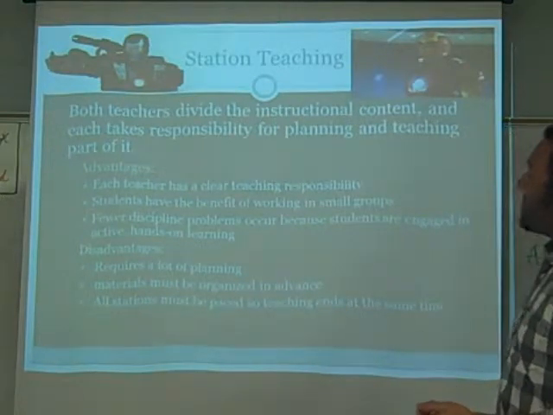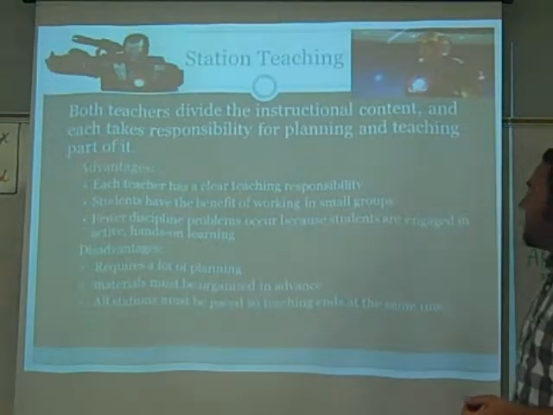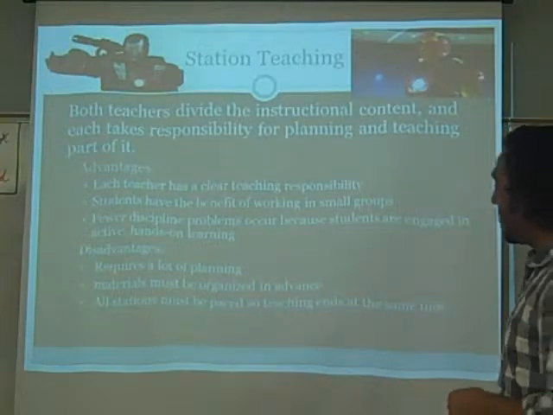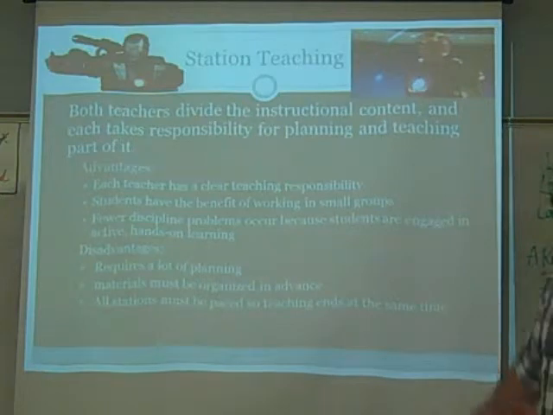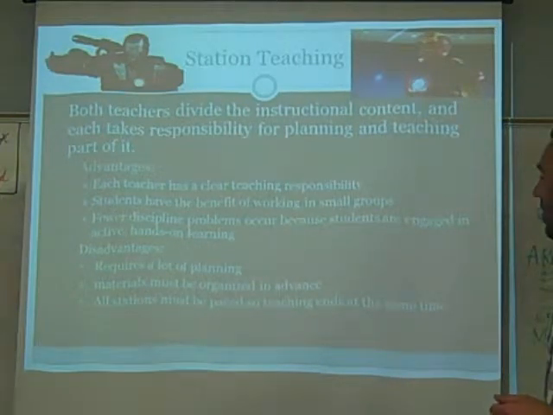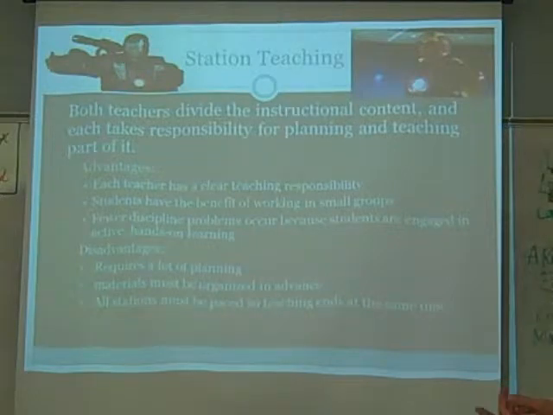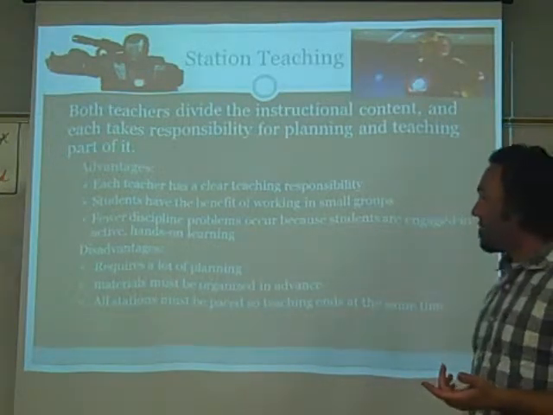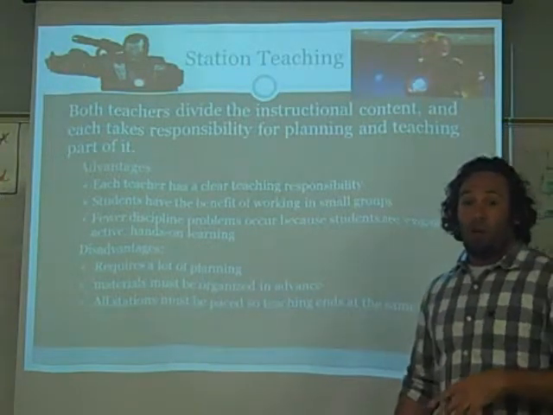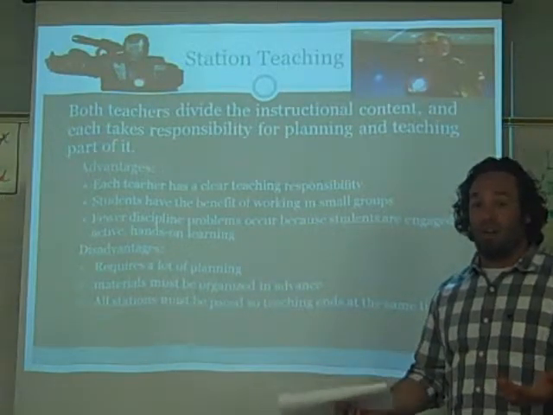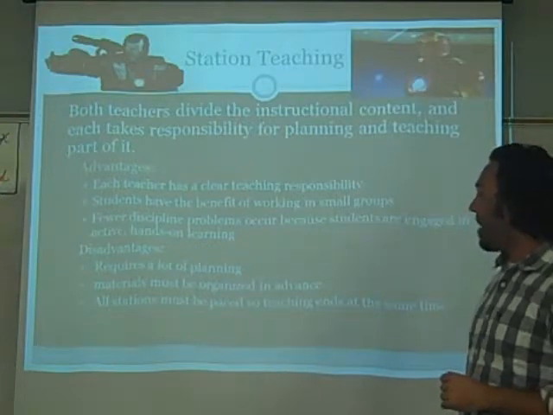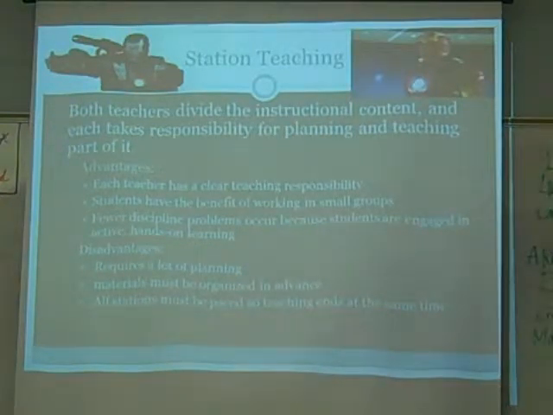So some advantages are each teacher does have a clear teaching responsibility. Students do have the benefit of working in small groups, and I won't cover them all because I know you all can read. Again, with this one, a big disadvantage is that it does require a lot of planning. So usually before or after school, the teachers might need to meet up unless they have the convenience of having the same block for planning.